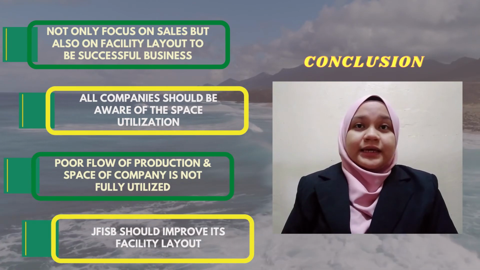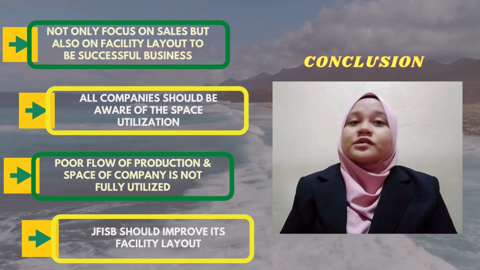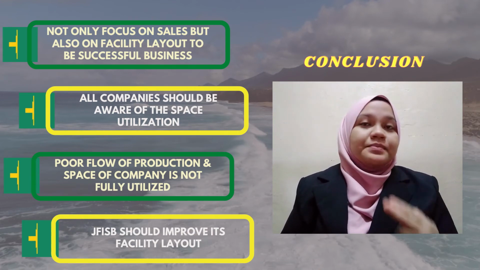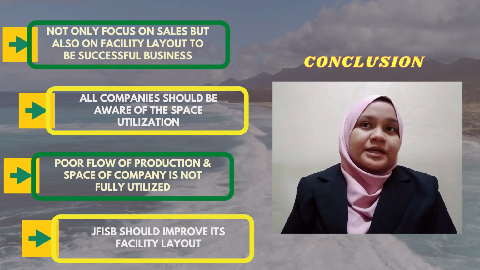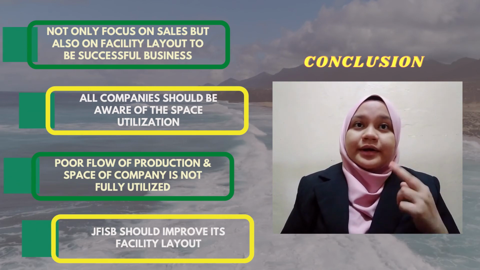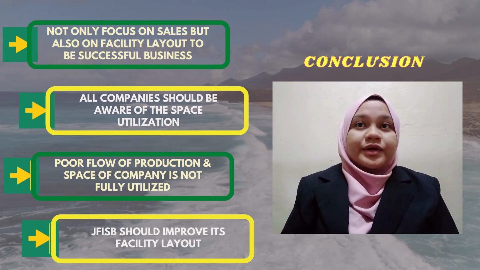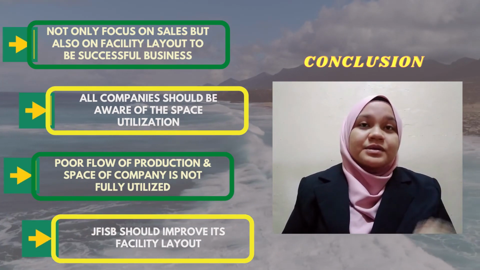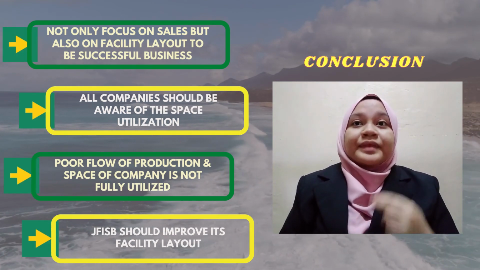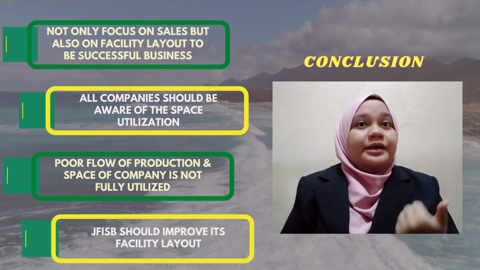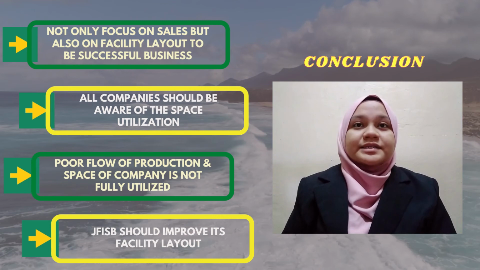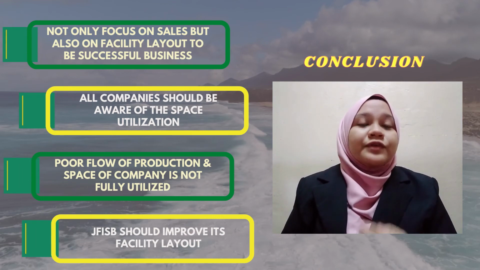Conclusion. Obviously, a successful business focuses not only on sales but also on facility layout. A good facility layout should be used by every company. All companies should be aware of space utilization, arrangement of physical facilities, and flow of production, as all of this will influence the overall business operation. Besides, Jamirah Food Industries Berhad, Jfisb, has faced problems with its facility layout. There is a poor flow of production, the manufacturing area and retail area are not systematically and properly organized, and the space in the company is not fully utilized.